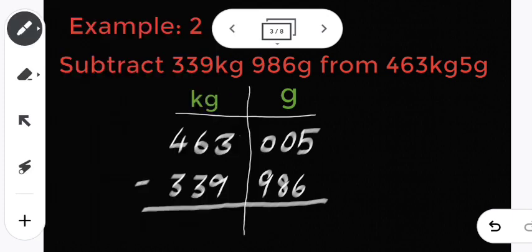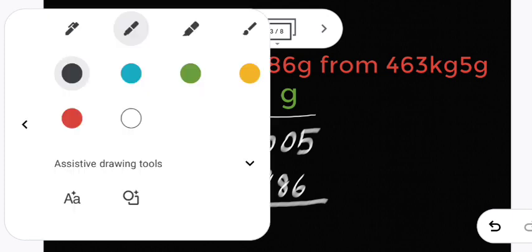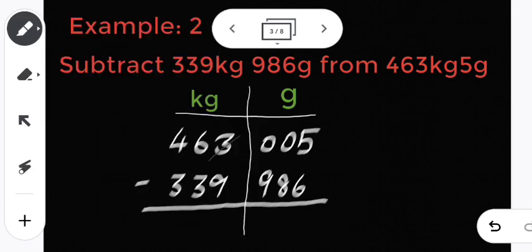So let's borrow here. After borrowing here, 2 will remain. And this will be 10. And from the 10, if you give 1, 9 will remain. And this will be 10. And from the 10, if you give 1, 9 will remain. And this will be now 15.